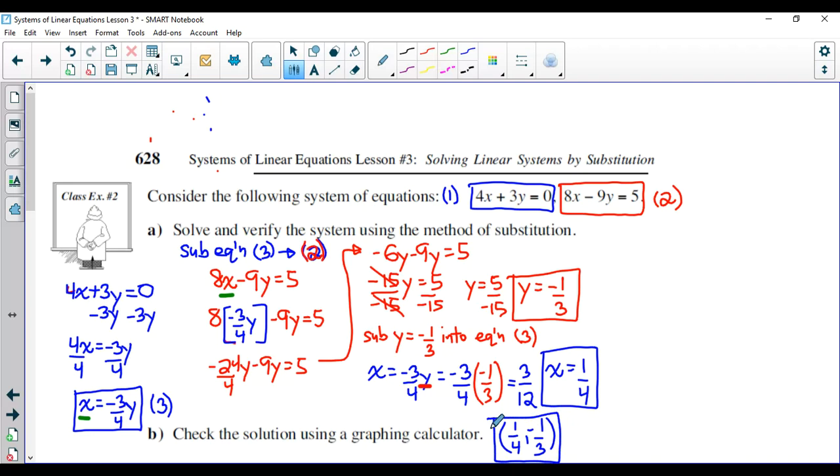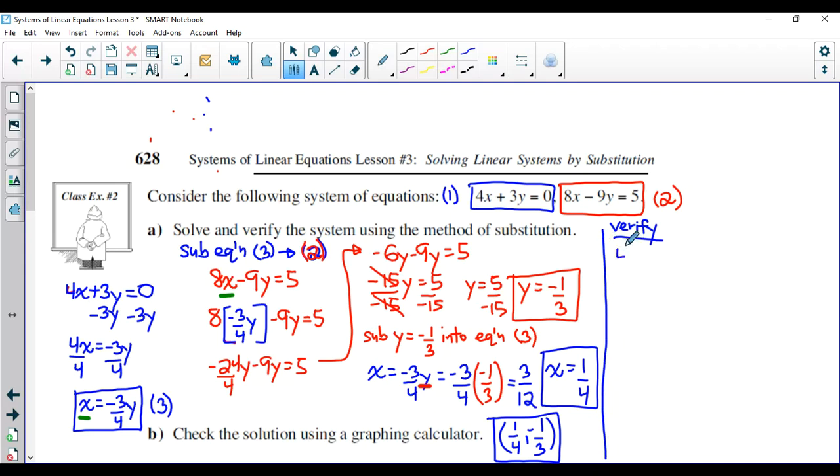Okay, as for verifying the system, I guess I should do it. I really don't want to. Okay, so again, to verify, we just need to plug the values into both equations and make sure that both sides balance. Okay, so let's just do it over here.